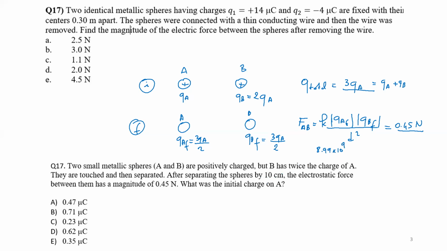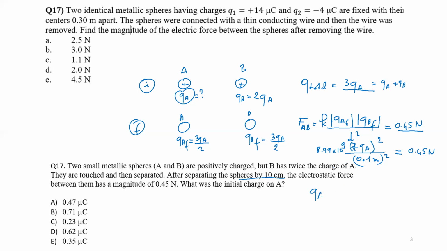QA final is just 3 halves of QA initial. This is my question, this is what I want. And QB final is the same, so I have to take it 2 times. So this squared, divided by D squared, and the separation is 10 centimeters. Of course, we put it in meters, because this is an SI unit. Everything here should be in SI units. So 0.1 meters squared. And this should give me 0.45 Newton. So I know everything here. My only unknown is QA initial.